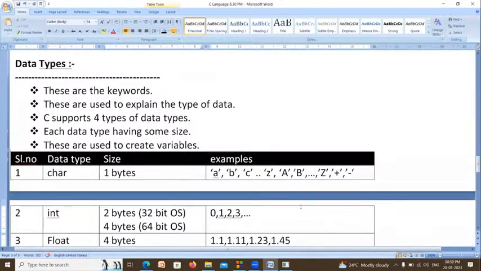Sir, can you please repeat? Sure. Which one? Data types. Yes, data types. Okay, Tanvi.